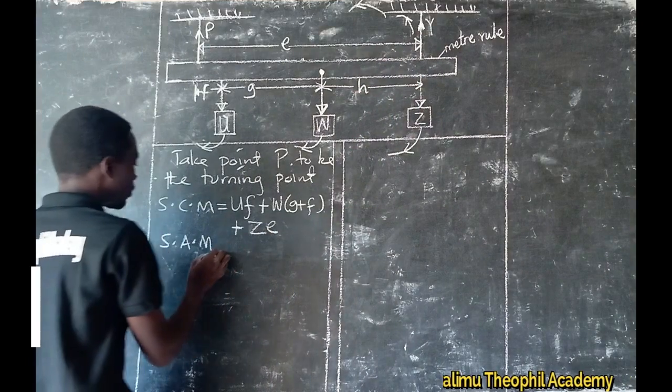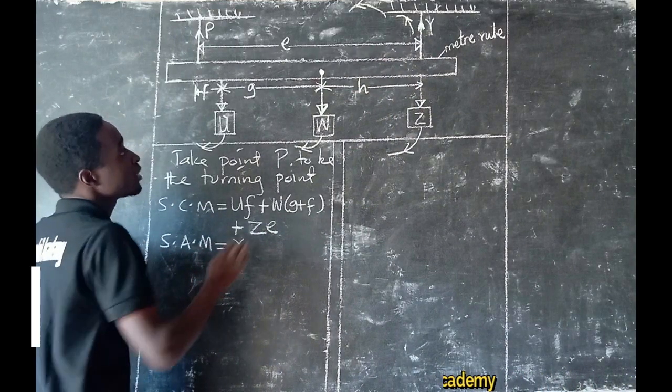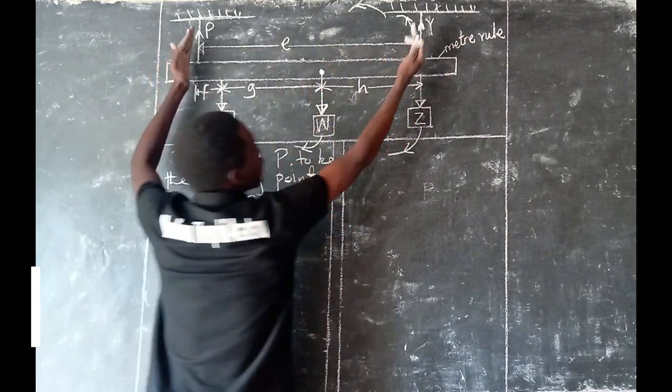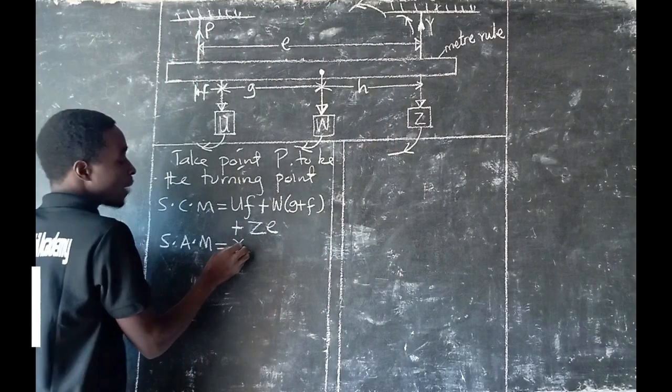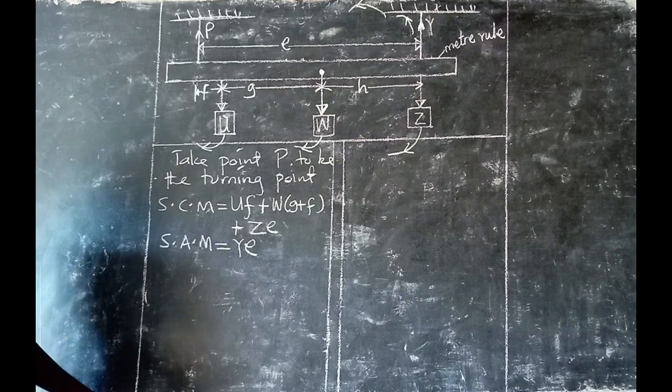Now, the sum of anticlockwise moment will be due to force Y times its perpendicular distance from where Y acts to the turning point. So it is distance e, from here up to here, distance e. Now it will be equal to Y times e.